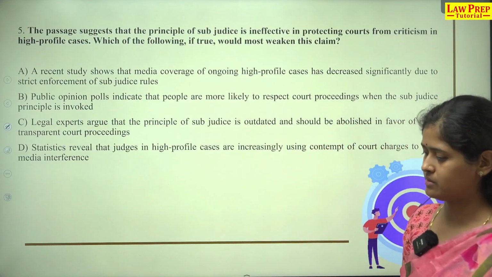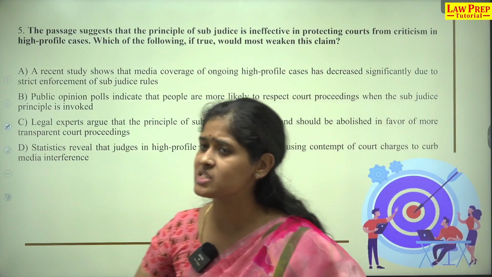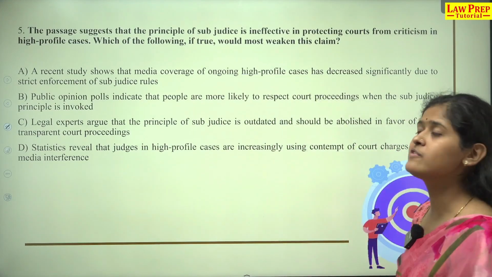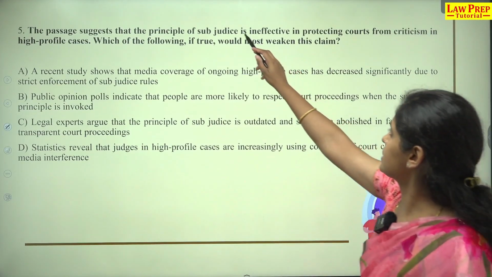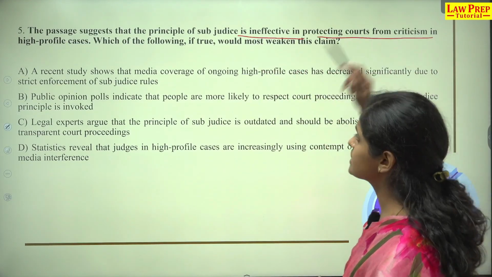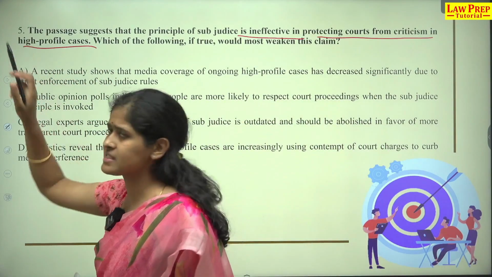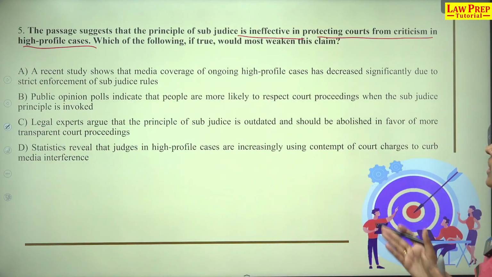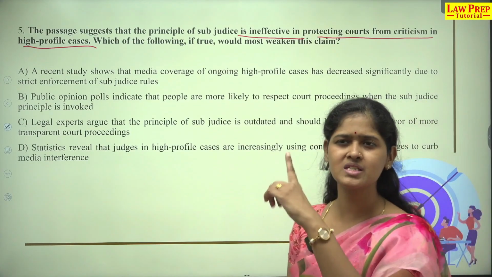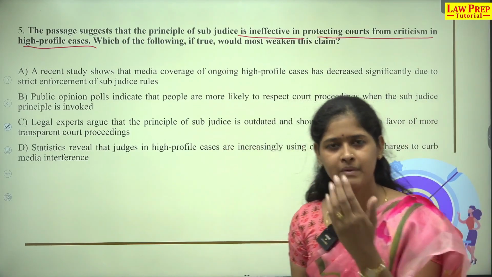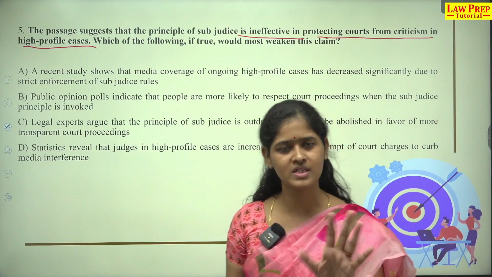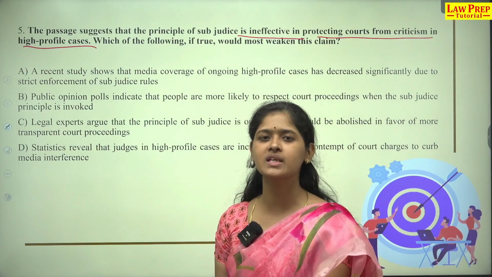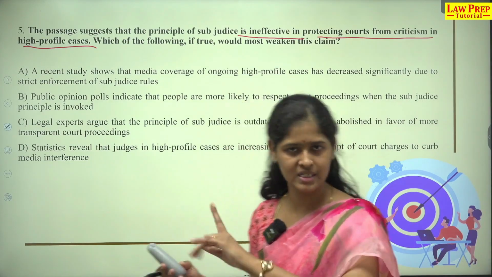Let's do this question. The passage suggests that the principle of sub judice is ineffective in protecting courts from criticism in high profile cases. It has written an example of the Talwar and Thari case, right? So it is ineffective in protecting courts. And why is this argument coming up? Because the author is saying that the principle of sub judice exists, but still people outside the court are criticizing the court, right? It's coming from there.